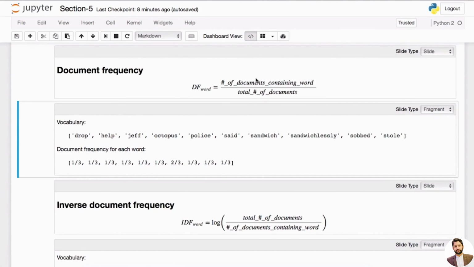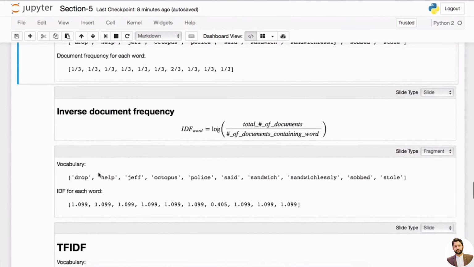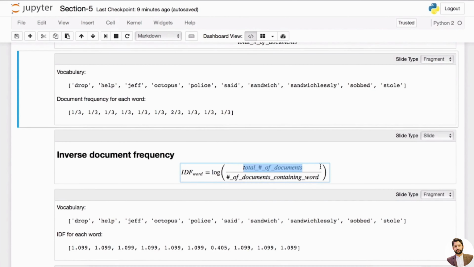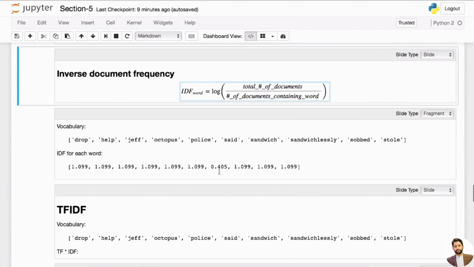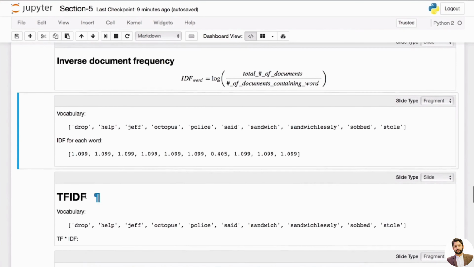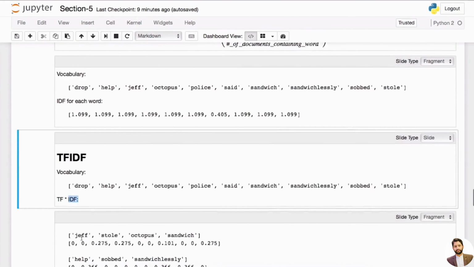And then the number of documents containing "help" is 1, and so forth. So inverse document frequency is actually combining the two, right? It's the total number of documents over the total number of documents containing the word, and taking a log of it. And after that, TF-IDF is pretty much TF times IDF. You're taking a dot product of TF and IDF to get to this number.